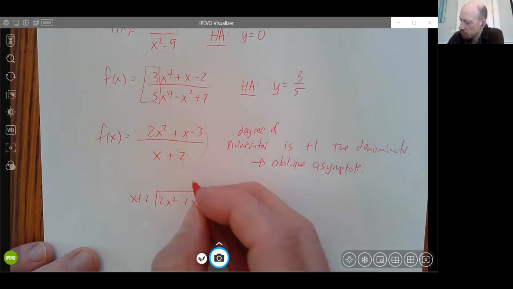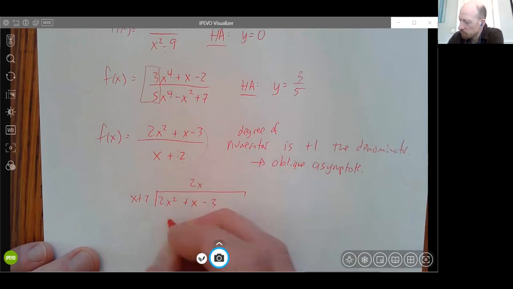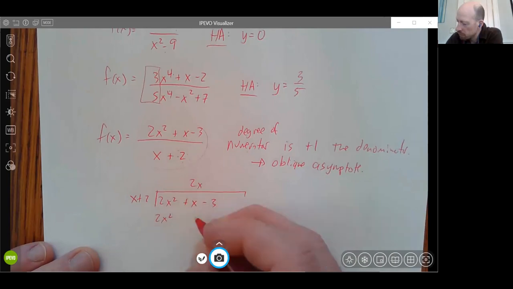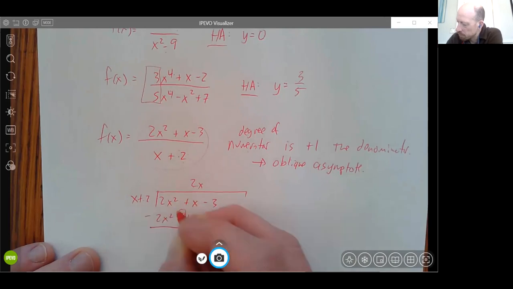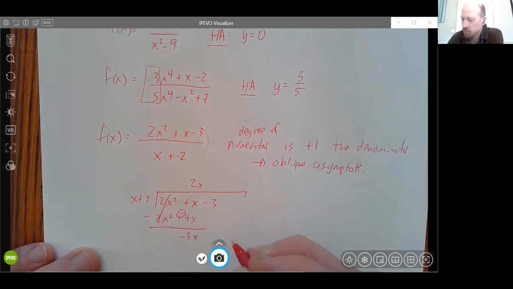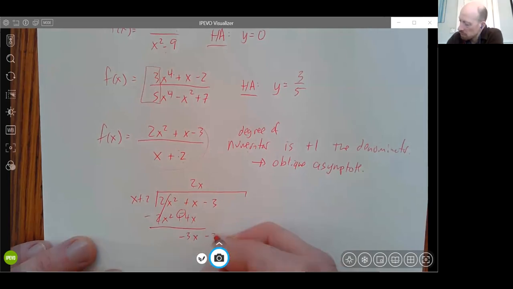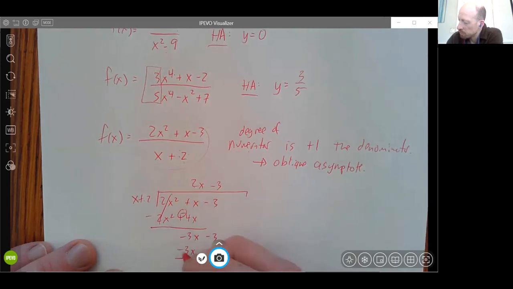So this has to be 2x here to give me the 2x squared. And then I also get plus 4x. I subtract both of those. I get minus 3x minus 3. So this is minus 3 here. Minus 3x minus 6. Subtract both of those, and I get 3.